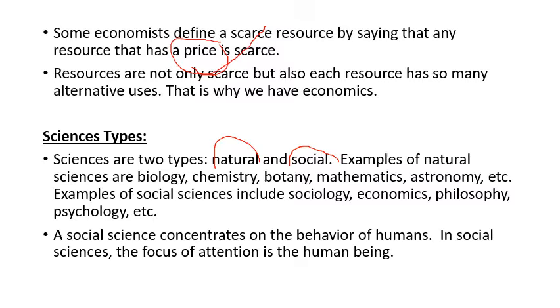In social sciences, remember, in sociology, they study marriage and divorce. In psychology, they study why criminals are criminals. In philosophy, I don't know what they study because I have no idea about philosophy, but again, you want to know why Socrates did this and why Socrates did that and all these kinds of things. Okay? A social science concerns the behavior of humans. In social science, the focus of attention is the human being.